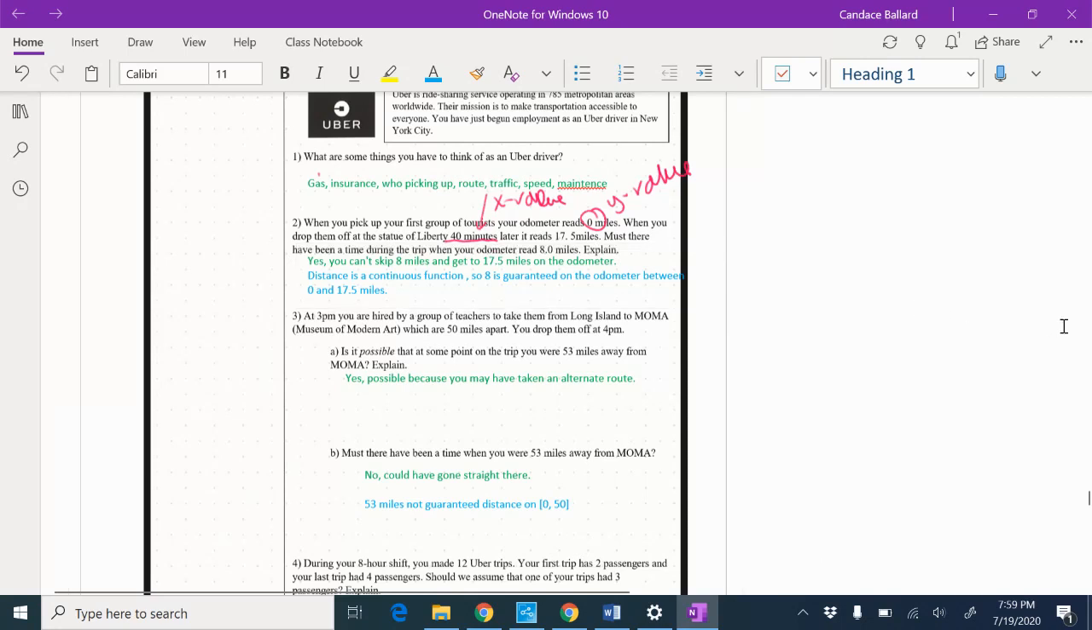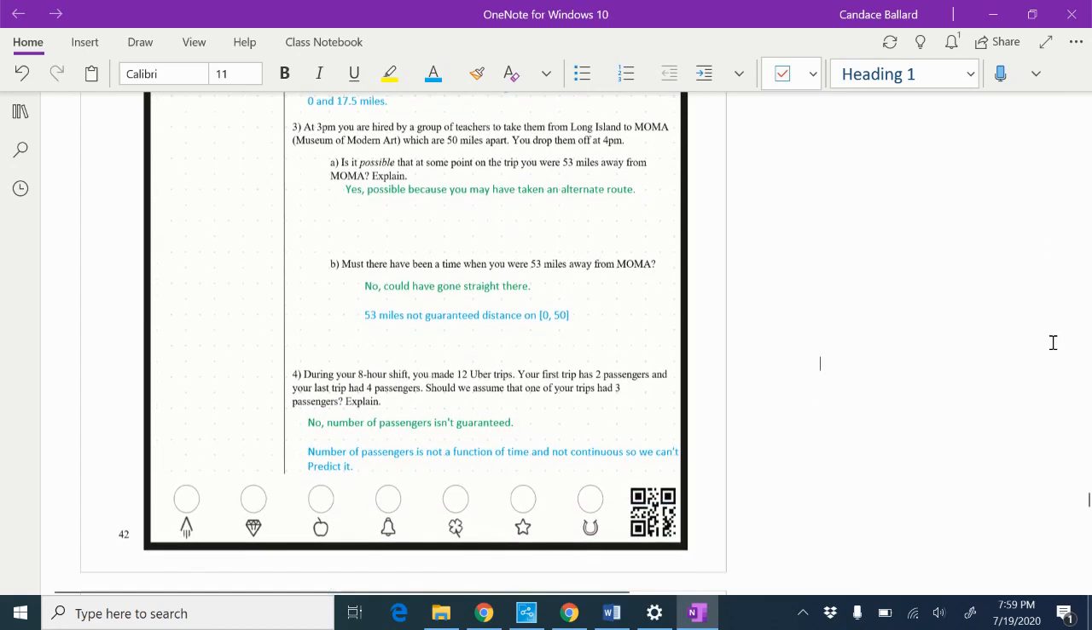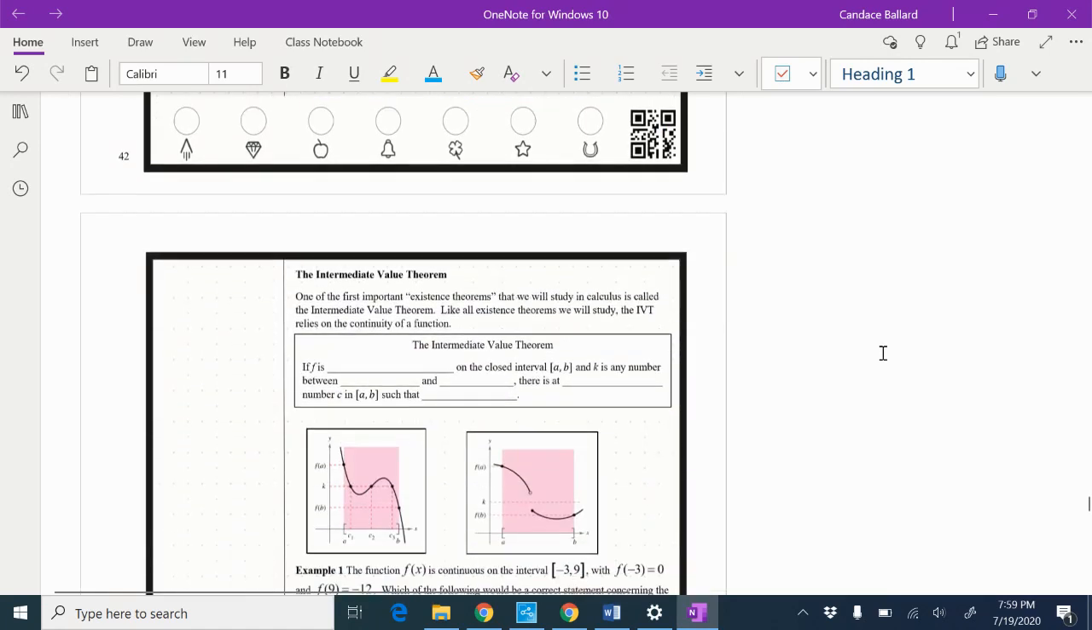The odometer was an example of the intermediate value theorem because it's got to be continuous and you can't skip over the miles. Okay. We also saw the example here where you could do 53 miles, but it isn't guaranteed. The guaranteed distance is between 0 and 50. All right, so let's actually formally write our intermediate value theorem out here.